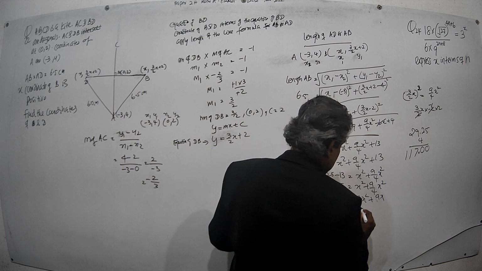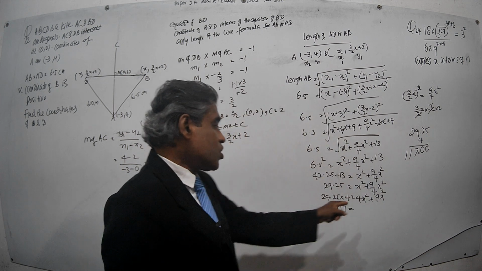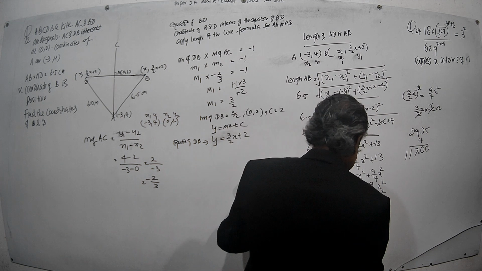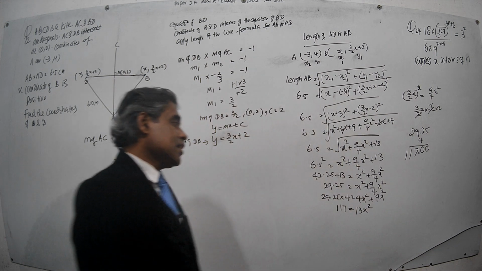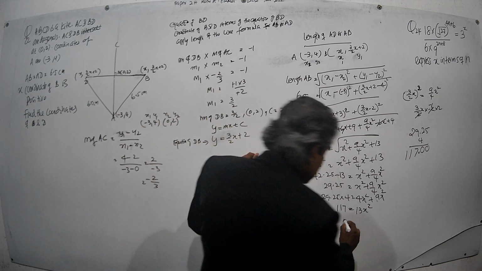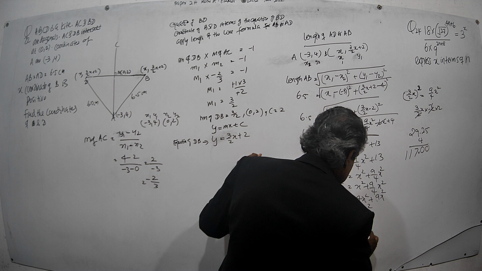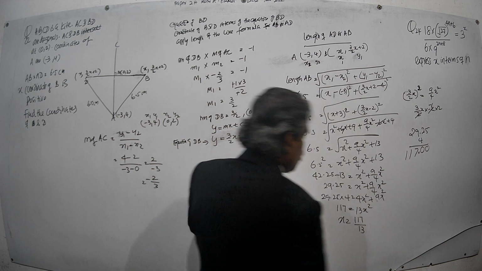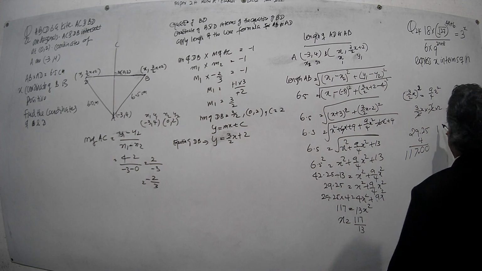117 equals, then this is 4 squared, 9 squared, 13 squared. Okay, 13 squared. Then x squared equals how much? This 117 is divided by 13. Then how many 13s for 117? Let's try that. Then 117, how many?